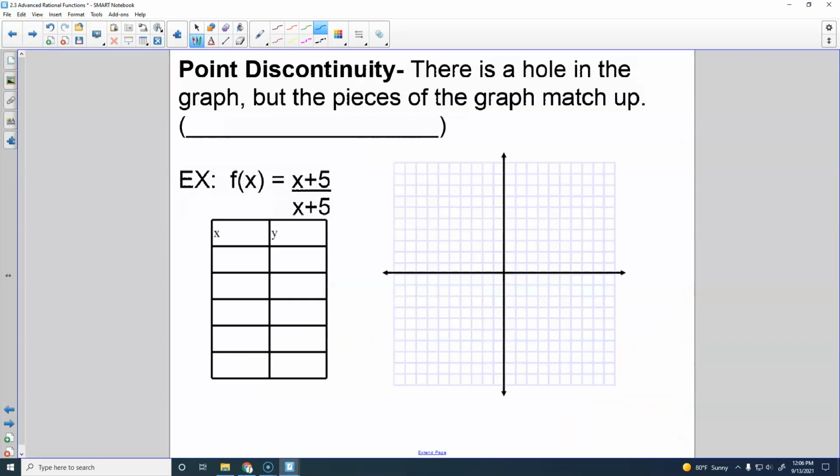All right, let's talk about a point discontinuity. So a point discontinuity is when there is a hole in the graph, but the pieces of the graph match up. Sometimes it's called a point discontinuity. It is sometimes just called a hole. Call it a hole, that's fine. This is also called a removable discontinuity.